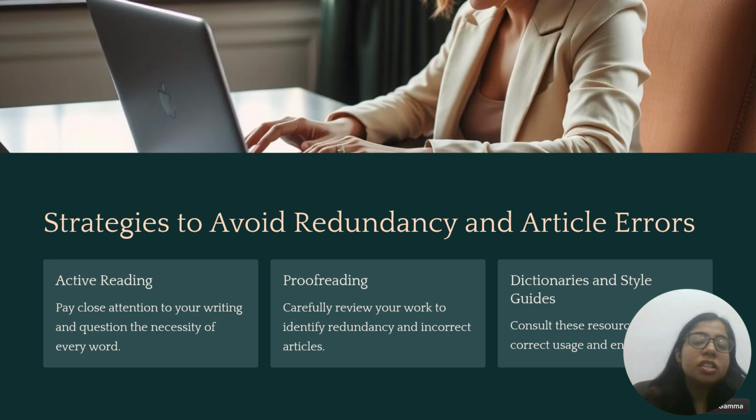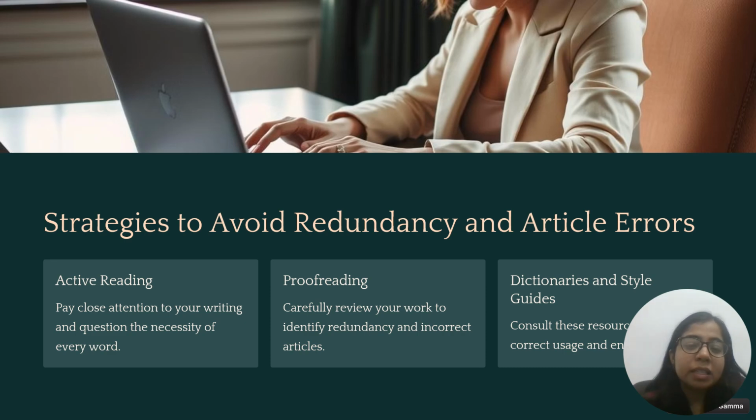Next is strategies to avoid redundancy and article errors. First is active reading. You need to pay close attention to your writing and question the necessity of every word. Is this word necessary? Is some other word the same as this word? If these things occur, you have to drop that word. Next is proofreading. You need to proofread everything. Like when you sit for an exam, after your writing is over, you read your whole copy, right? Whether I've made some spelling mistakes, some grammatical mistakes, some answer I left. So proofreading is very important.